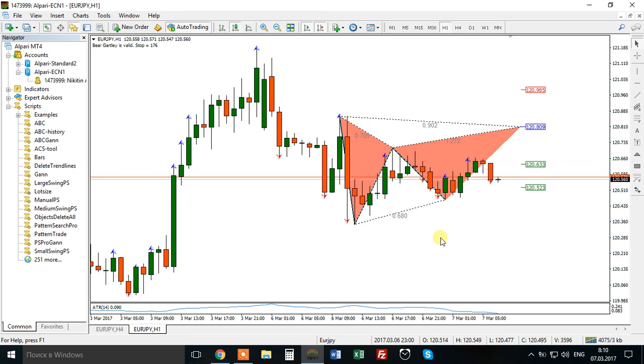Well, that's it about the formation. That's it about those lower low, lower close principles in swing identification.